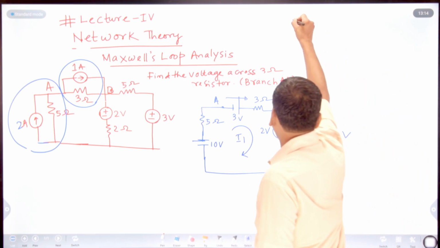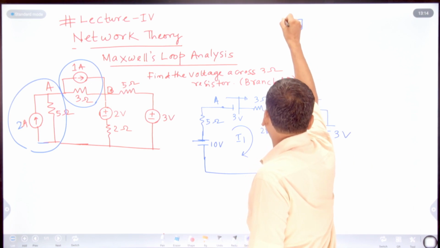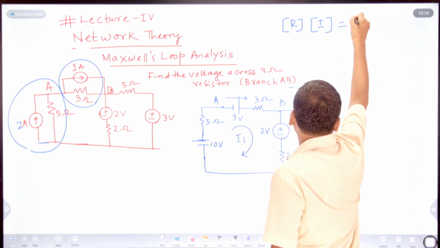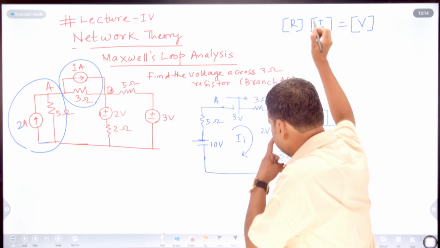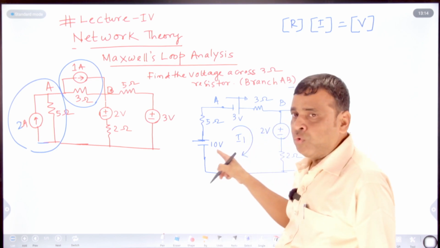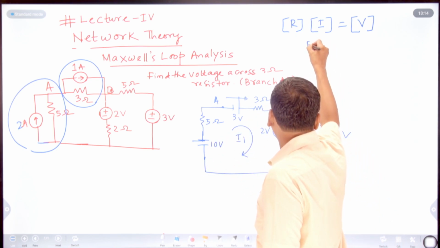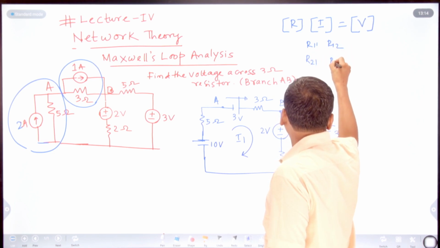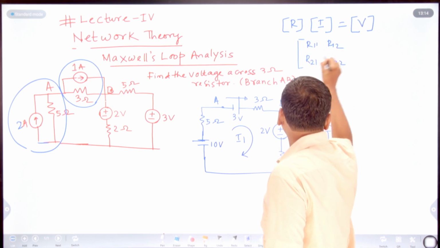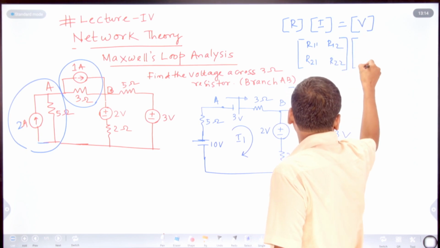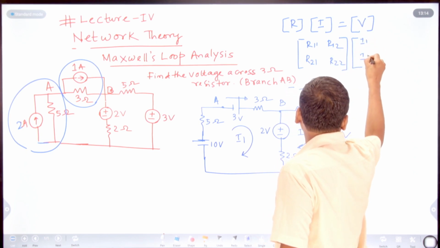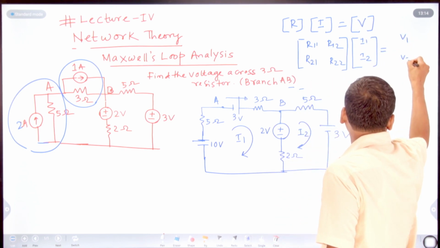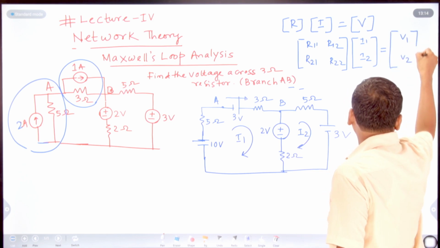As per the usual procedure, resistance matrix into current matrix is voltage matrix, R into I equal to V. Since it is a two loop circuit, the resistance matrix is a 2 by 2 matrix: R11, R12, R21, R22. The current matrix is I1, I2, and the voltage matrix is V1 and V2. This is R into I equal to V.